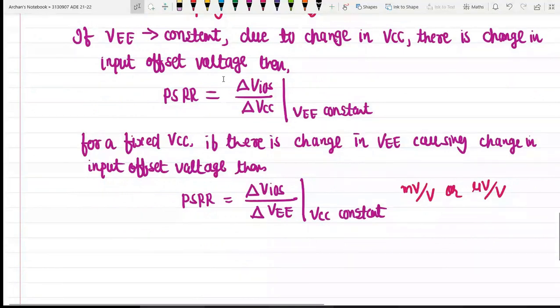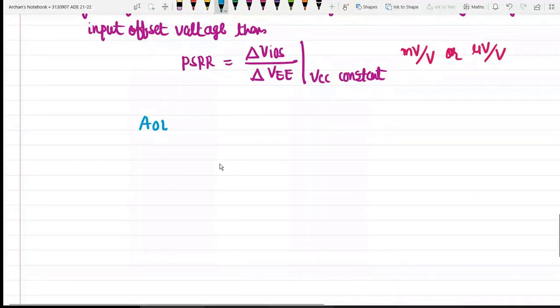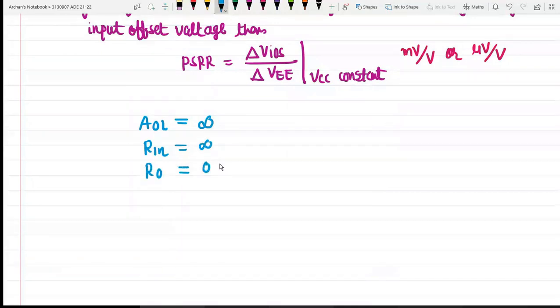Okay, so these are the ideal characteristics of the op amp. Okay, let us summarize. If we talk about the open loop voltage gain AOL, that should be equal to infinity. If we talk about the input impedance Rin, it should be equal to infinity. If we talk about output impedance R0, that should be equal to 0. If we talk about the offset voltage VIOS, that should be equal to 0.